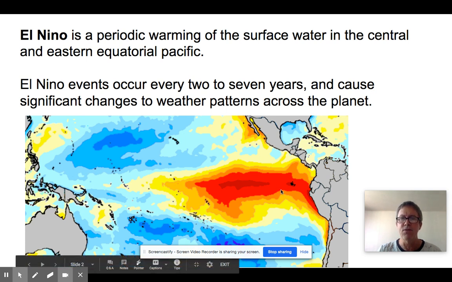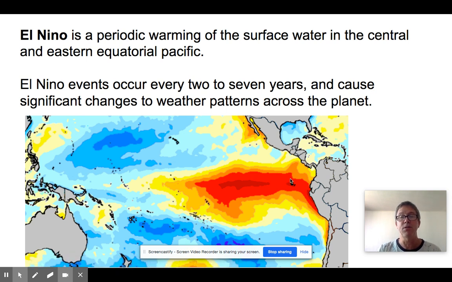So this red represents warm water. Normally, the water is cold over here in the Americas, at least in the Pacific parts of the Americas, but this warm water arrives. And when it does, it changes weather patterns because warm water causes convection. So normally, you don't have a lot of convection here. You normally have it over here. And so that changes not just weather in the Americas, it changes weather on the entire planet.